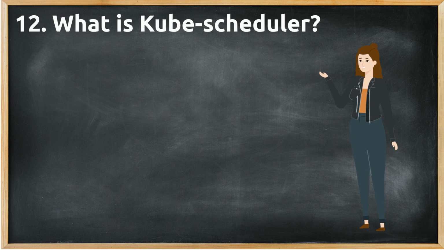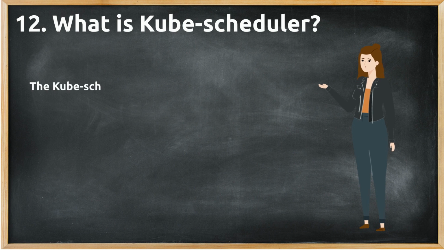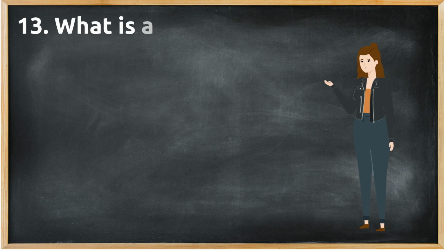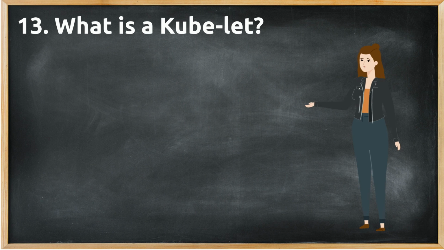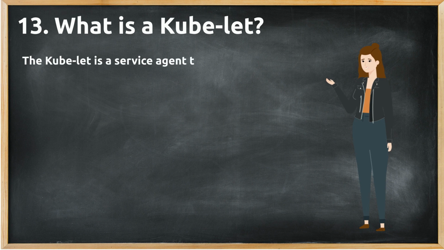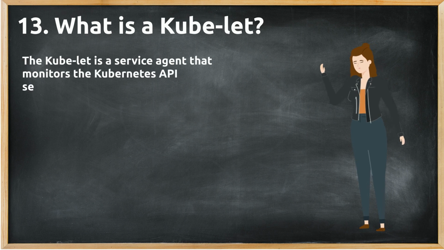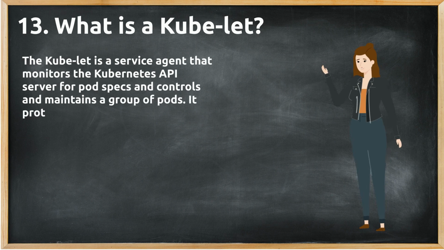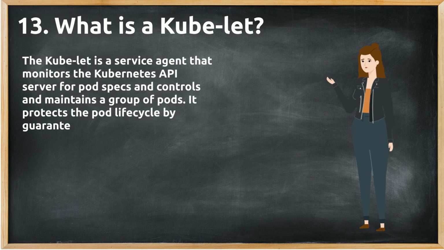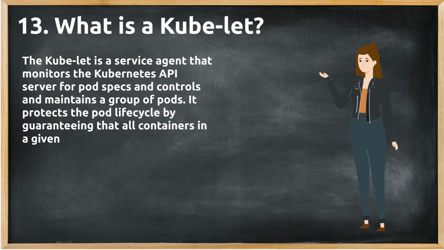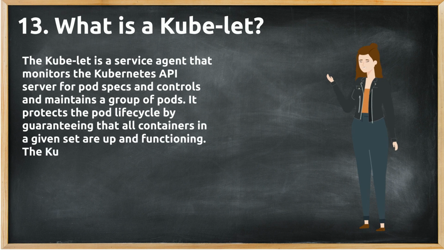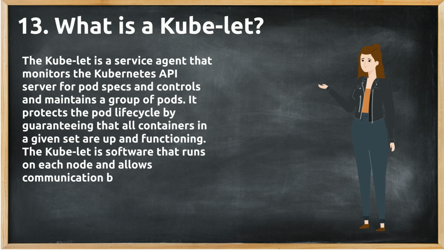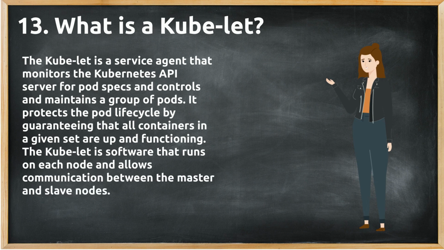12. What is Kube-scheduler? The Kube-scheduler assigns nodes to newly created pods. 13. What is a Kubelet? The Kubelet is a service agent that monitors the Kubernetes API server for pod specs and controls and maintains a group of pods. It protects the pod lifecycle by guaranteeing that all containers in a given set are up and functioning. The Kubelet is software that runs on each node and allows communication between the master and slave nodes.